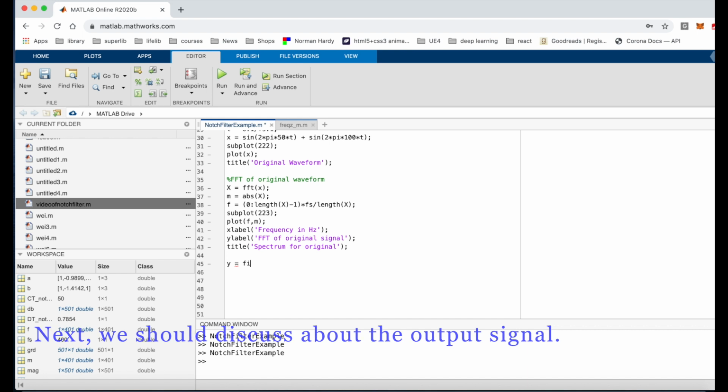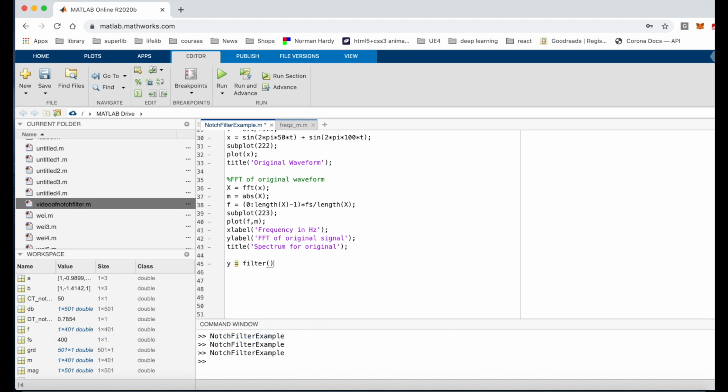y will equal, we could use the filter function, b and a parameters, and the input signal is x. Just this sentence, we could get the output signal, combining the input signal with the filter. b, a are just the filter parameters. So here we could add a comment, output signal after filter.